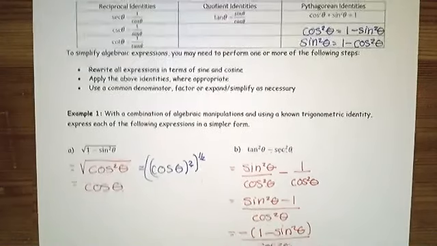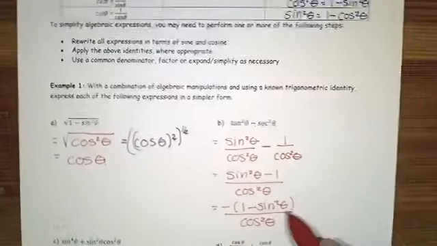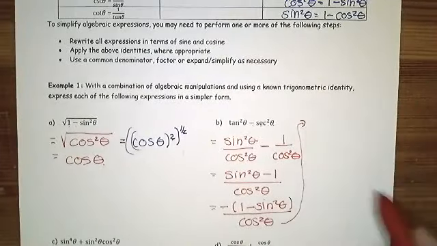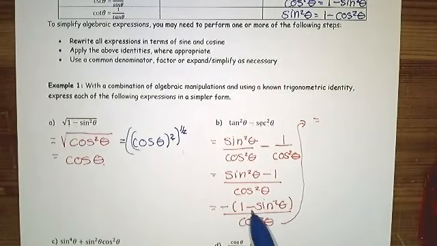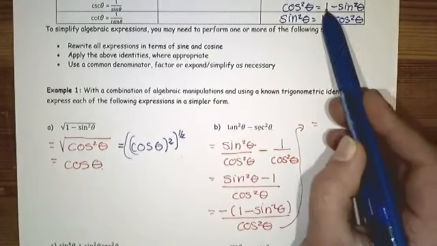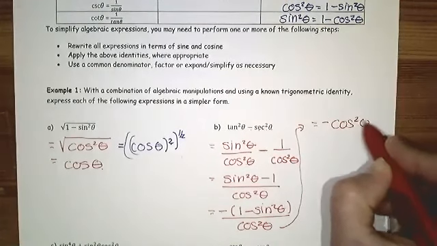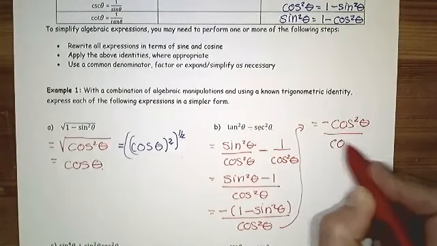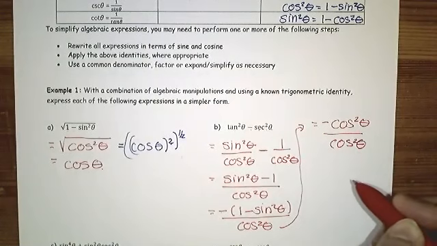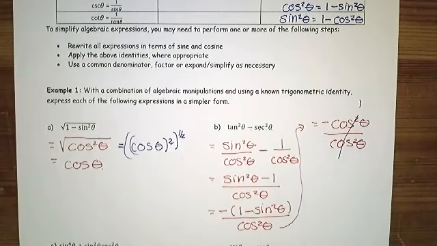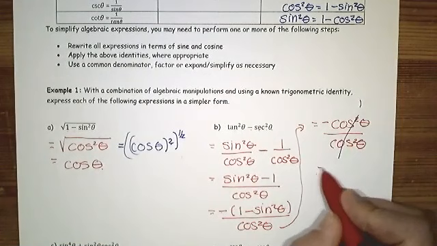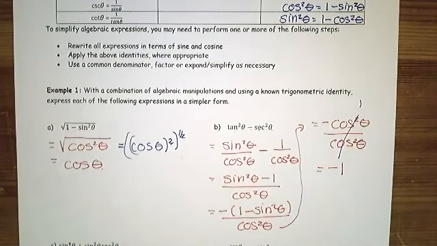So I factored out my -1 here. Sorry, I'm just going to come up here to finish this one off. And then I look again and I notice that this is my Pythagorean identity right here, and it is equal to cos squared theta divided by cos squared theta. And anything divided by itself will just be 1, and we have our negative here. So my final solution, or my simplified form here, I should say, is -1.